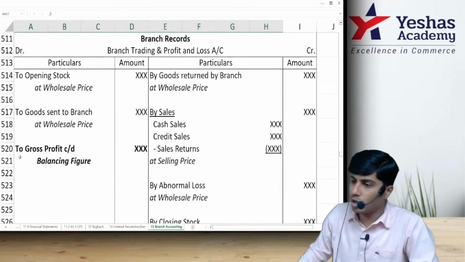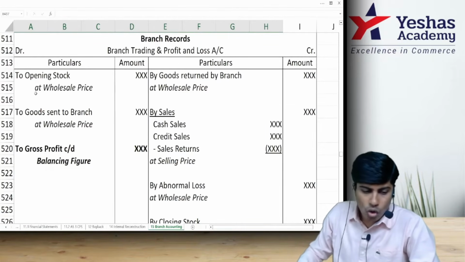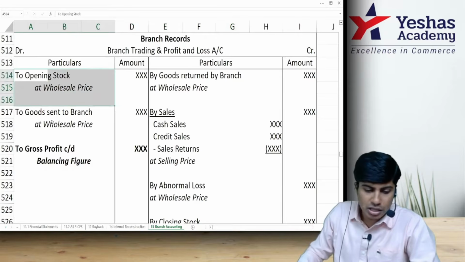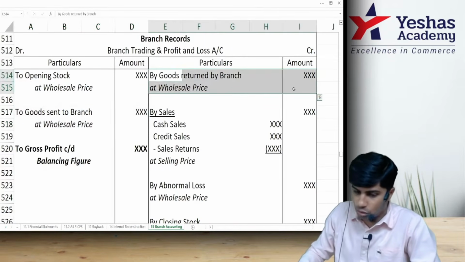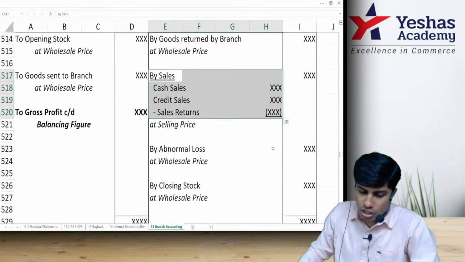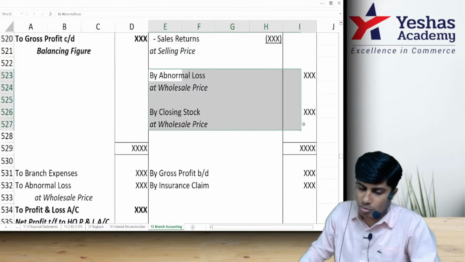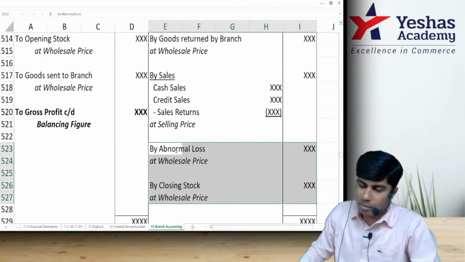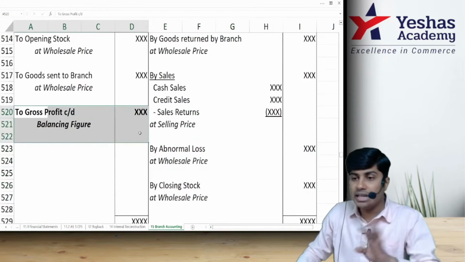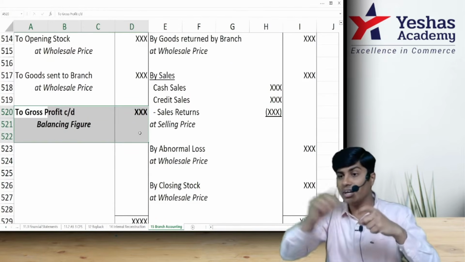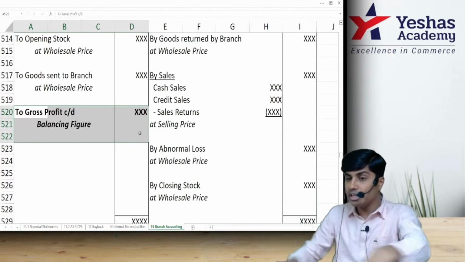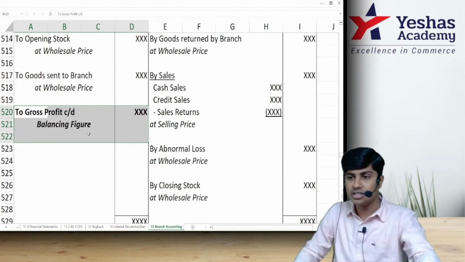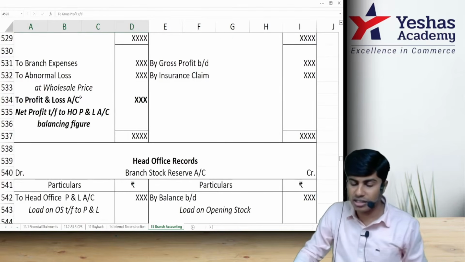The ledger will look somewhat like this. We'll prepare a proper trading account. Opening stock should be at wholesale price, goods sent to branch at wholesale price, and then we'll write goods returned from branch at wholesale price, sales at selling price, closing stock and abnormal loss at wholesale. This will determine profit. This GP that you get is not the total profit. It is not 100 and 150. It is 130 wholesale price and 150 retail price. 20 rupees profit at the branch. And we'll write branch expenses and then transfer.